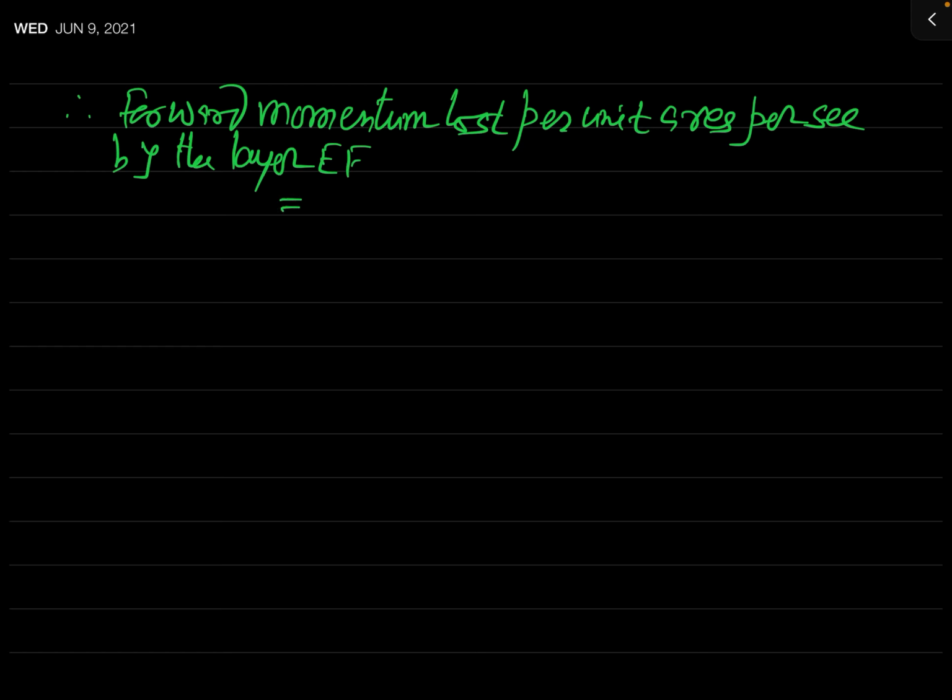What will be this? Mass times velocity, and you have calculated the mass, which is m into n into V average divided by 6. This is mass. And the velocity of flow of layer EF is V plus lambda dV by dy. So this is the amount of momentum which will be lost by the layer EF per second per unit area.